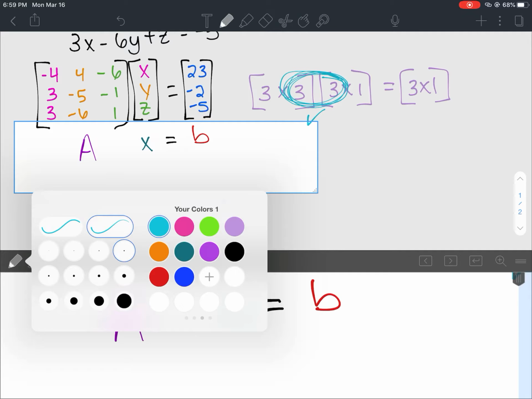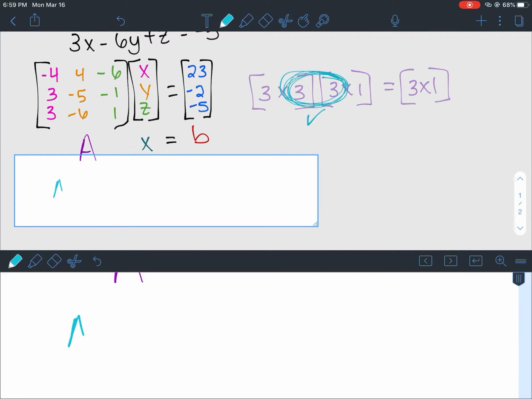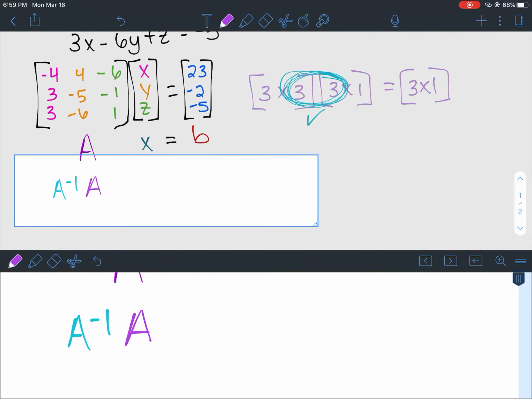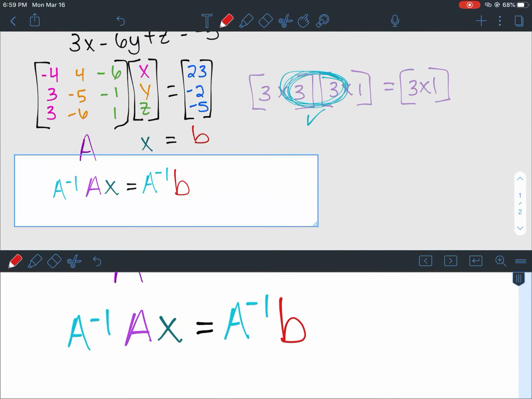Now I want to talk about what happens when we multiply by the inverse matrix on both sides. When we multiply by the inverse matrix on both sides, we get something that looks like this. I know I'm switching between colors a lot. It's just so that you guys can see the difference in each one and what I'm doing.